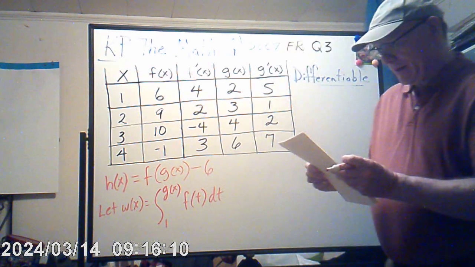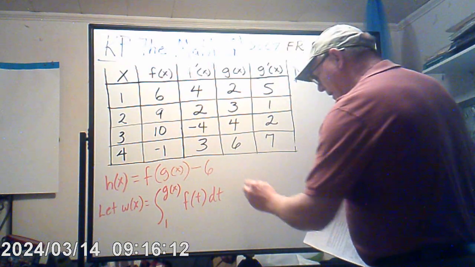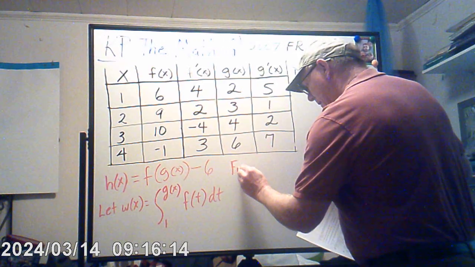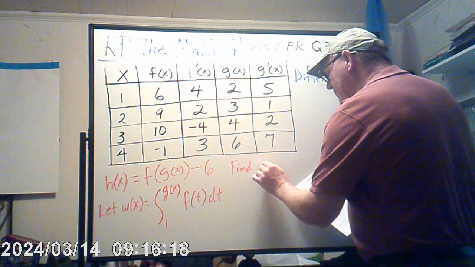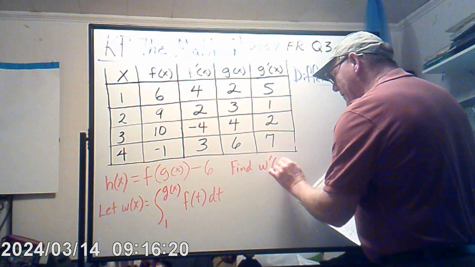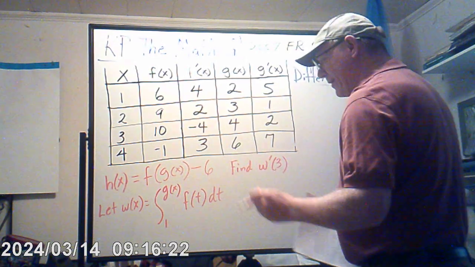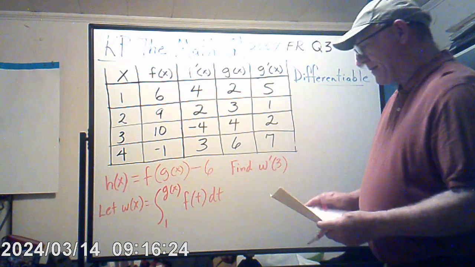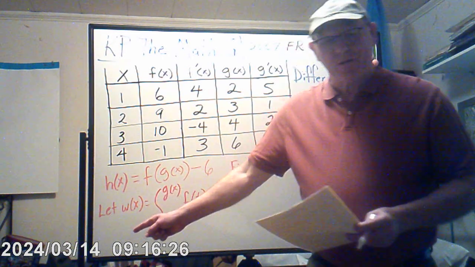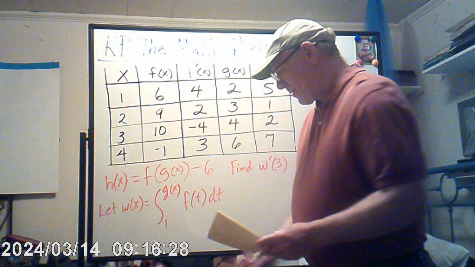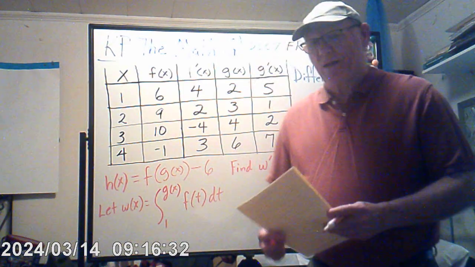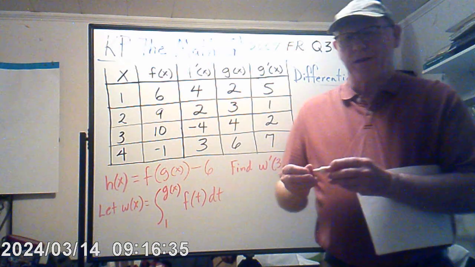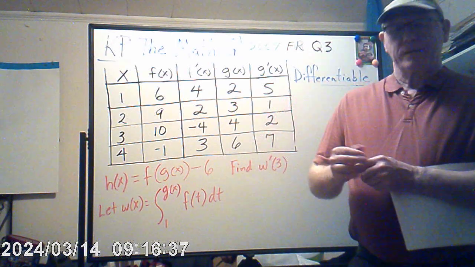Alright. Now they want to find the value of W prime at 3. So I know that I need to take the derivative of W. Okay? Which means I'm going to take the derivative of this antiderivative. Now, doesn't that point you to another theorem? It sure does.